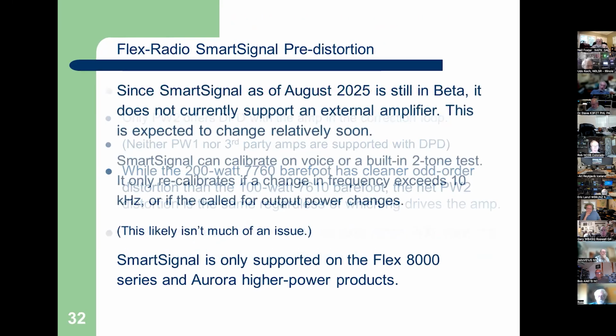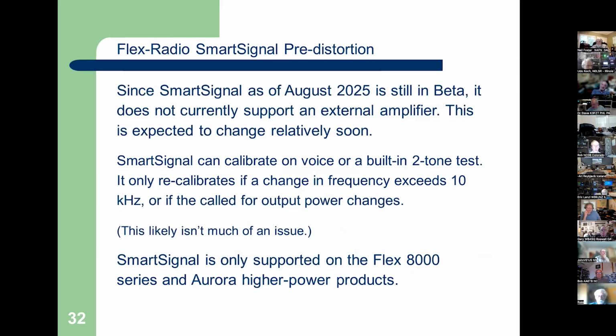The Flex Radio pre-distortion is still in beta here in August, well, September now. I had lunch with Steve Hicks and Warren Pratt, who wrote the Apache software, this past Saturday. And he thought it might not get out of beta till the first of the year, but maybe sooner. Who knows? So right now, if you've got a Flex 8000, it works barefoot, but not with an external amp.